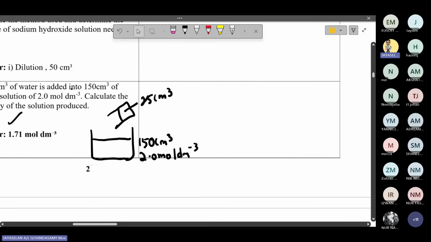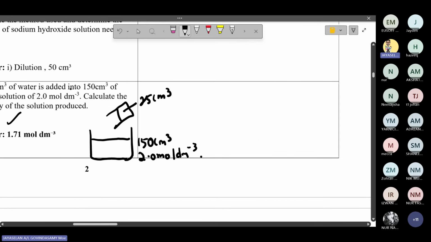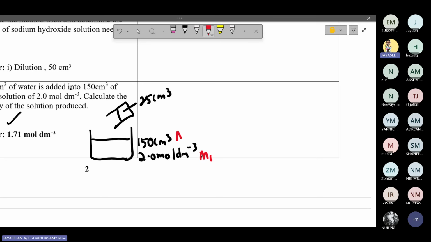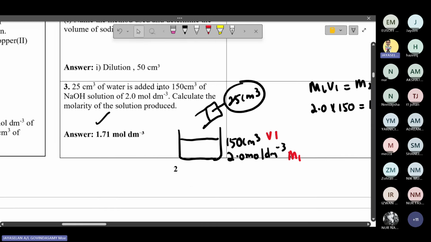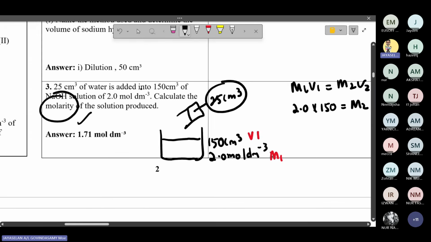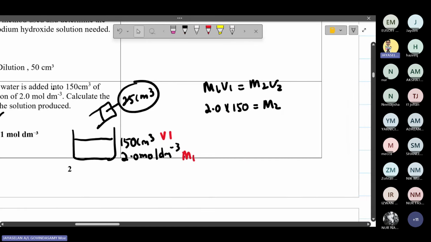Okay, can. So ambil pencil, tulis. This will be your M1 before, and this is your V1 before. After add, so they ask what question? So write down, add water, M1V1 sama dengan M2V2. Before add water, 2.0, volume 150. And M2, I don't know. They ask you to find what? Molarity of the solution produced, M2 lah.